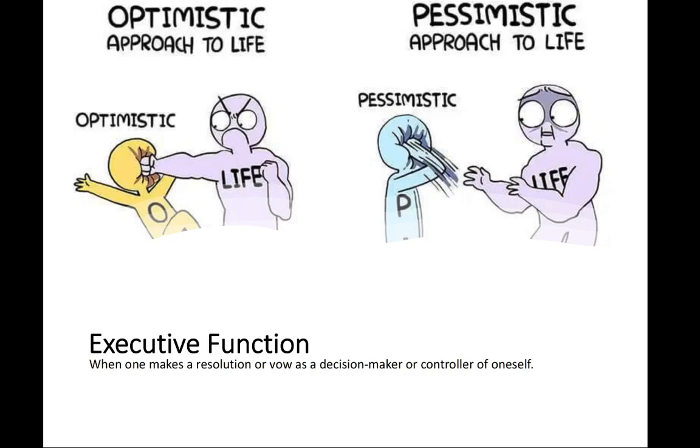Now, the last root of selfhood is the executive function. It is when one makes a resolution or a vow as a decision maker or a controller of oneself. So it is like one choosing to be an optimist or a pessimist. It is like when one uses his will on how to live his or her own life.